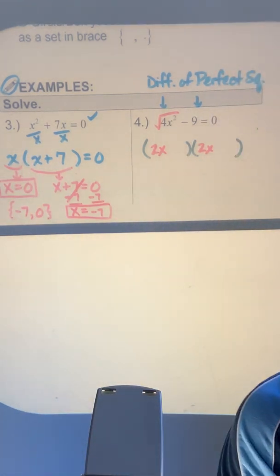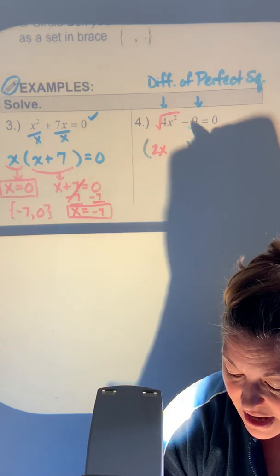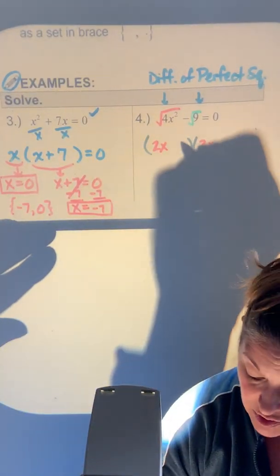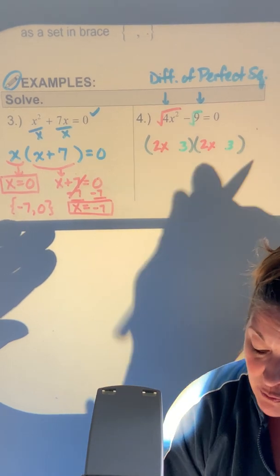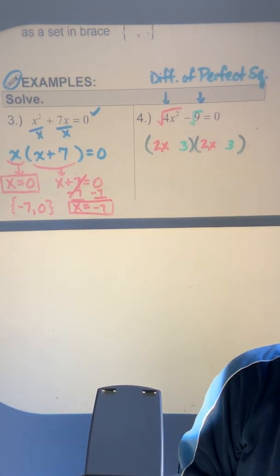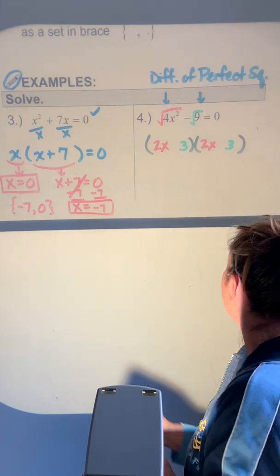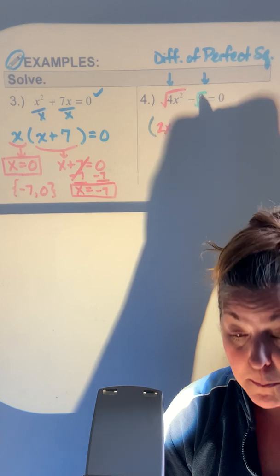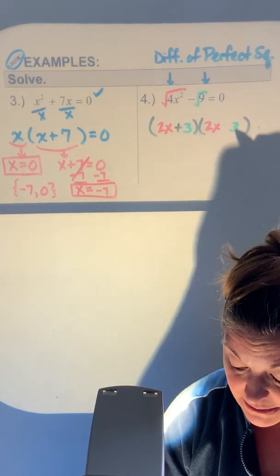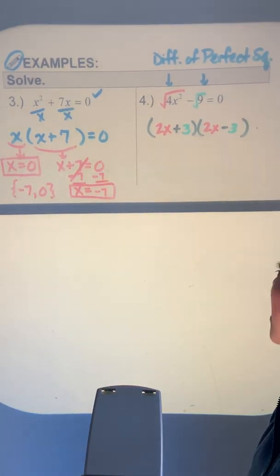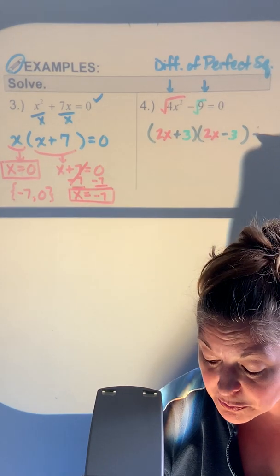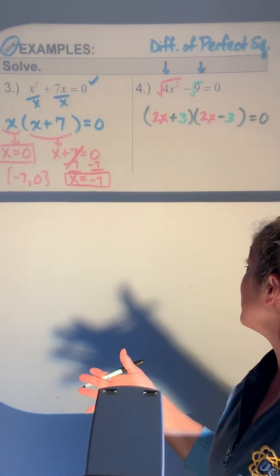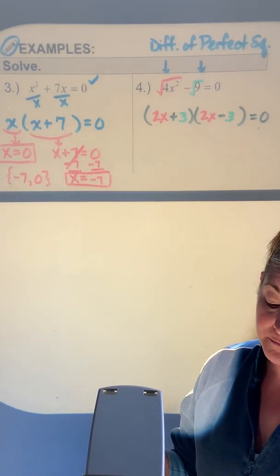Then we'll go ahead and take the second piece, the 9, ignore the minus sign for a second, and if I square root the 9, that'll give me a 3. So that will be the second term in each of my parentheses. And then because it is difference of perfect squares, and I know that I have a -9 here, that means I'm going to need 1 plus, 1 minus. So when we have difference of perfect squares, they're going to be the exact same binomials, except one will be plus and one will be minus.